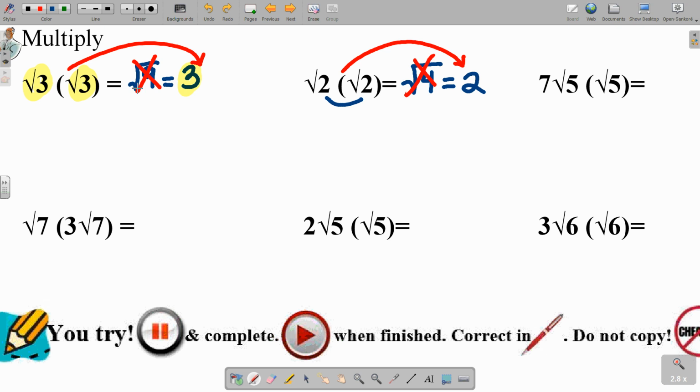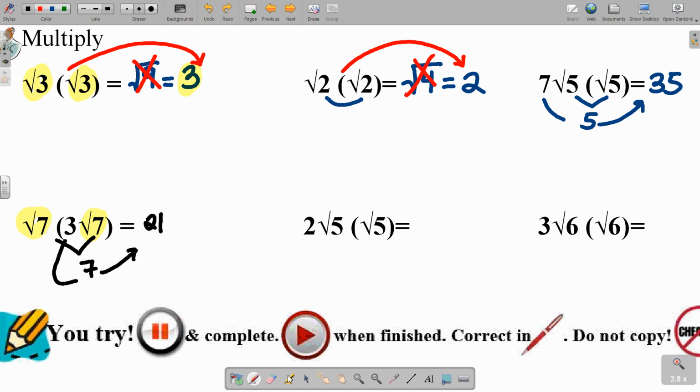Ready? Knowing that pattern, 7 root 5 times root 5 looks like this. Root 5 times root 5 is 5. 7 times 5 is 35. Root 7 times root 7 is simply going to be 7. And then you have this 3 on the outside, so 3 times 7, 21.